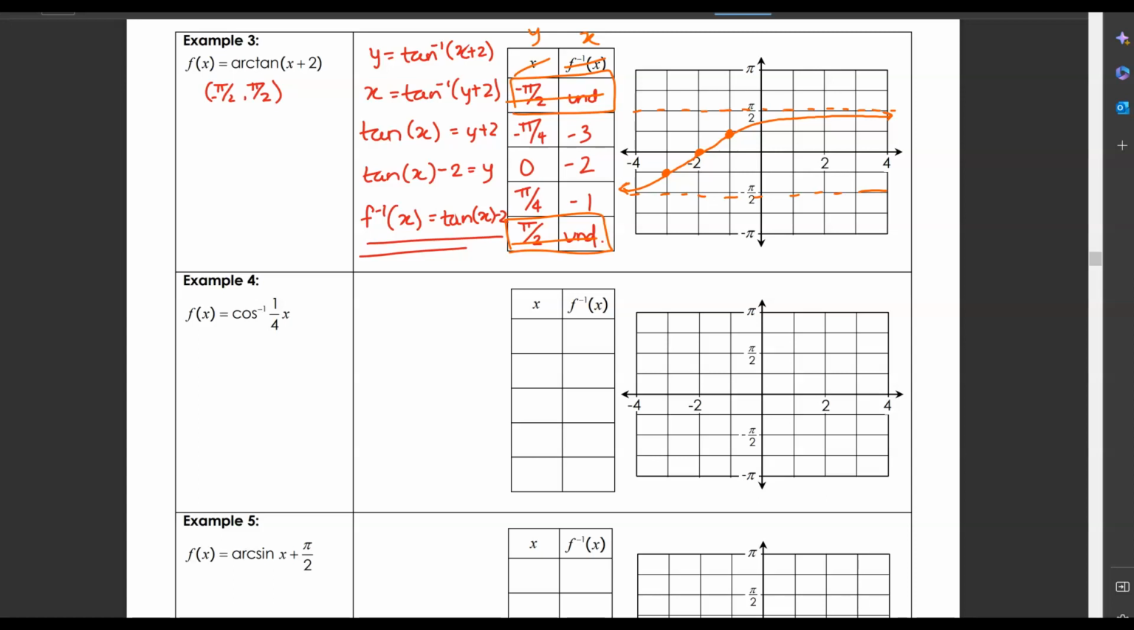All right, go ahead and take a moment to try number 4. We're looking at cosine inverse of 1/4 x.